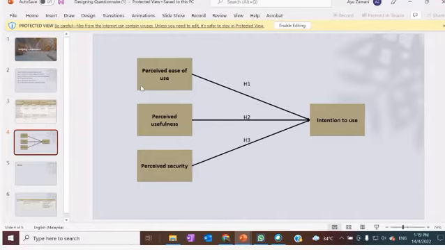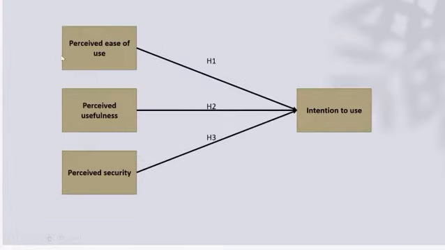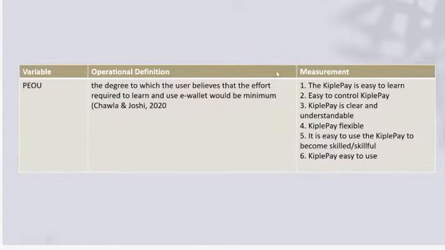So you need to find all the measurements, all the items that can measure each of your variables. Okay, so this is an example of how you can come up with a table for your measurement for each of the variables. For example, here my variable is PEOU, perceived ease of use, and this is the operational definition. You can get this operational definition from the previous author to define what your variable is, and then you can have a few sets of measurement from different authors, and you can compare and contrast.